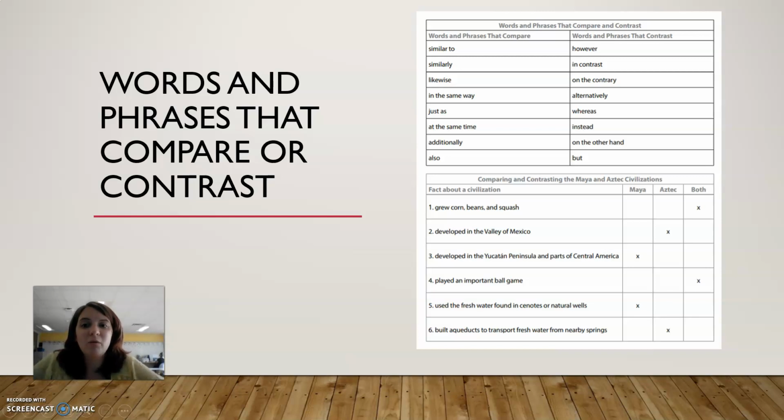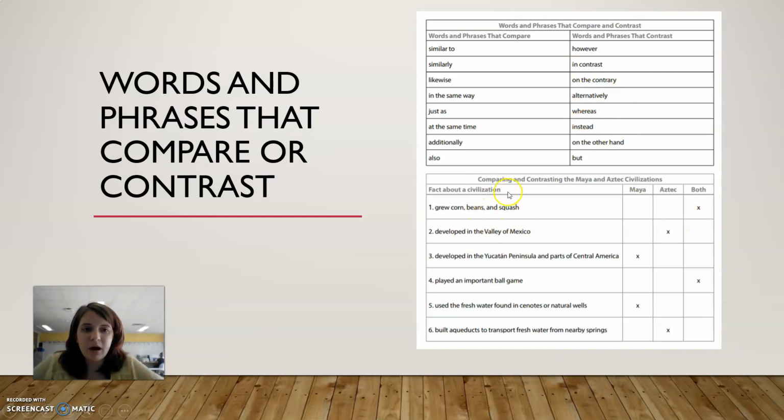Okay, so we're going to be talking about phrases that compare and contrast. We talked a little bit about this before, but it's really important that we are familiar with these words. So these are the words that we would use when we're comparing similar items. So it might be similar to, likewise, just as, also. Those are words we would use to compare. For contrast, obviously these are things that are different. So however, whereas, but, on the other hand, these are words that we would use to write sentences that would compare or contrast.